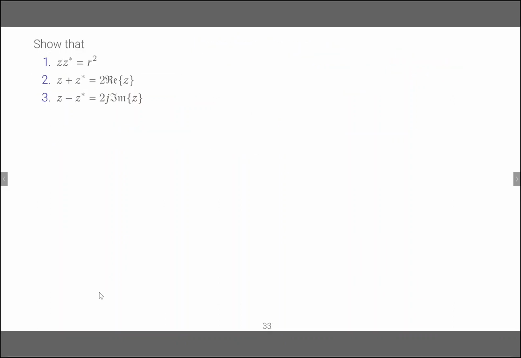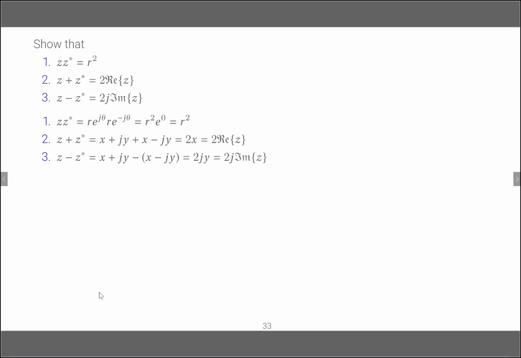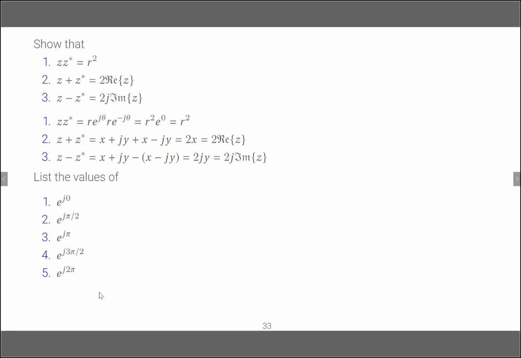So with this you can prove different kinds of relationships. Now let's prove this: z times z star equals r squared. It's very easy to prove. So z z star, that means r e to the power of j theta times r e to the power of minus j theta. So you get r squared, and you add the powers of the e terms, and you get e to the power of 0, which is r squared. Z plus z star: x plus jy plus x minus jy, and these cancel off, and you get 2x, which is twice the real part of z. And similarly z minus z star, you get 2j times the imaginary part of z.